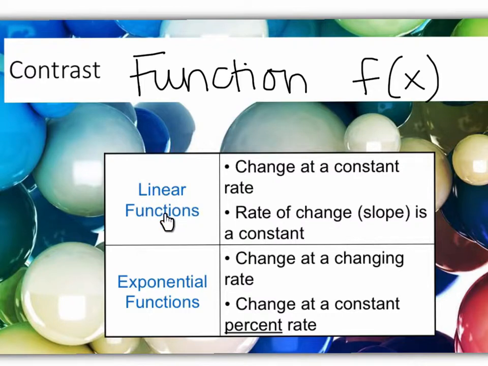We talked about linear functions, and remember, linear functions change at a constant rate. They also have a rate of change, which is their slope, and it is also constant. Now, exponential functions are going to change at a changing rate, and we're going to take a look at an example of how something can change at a changing rate when we meet in class. And also, the change is at a constant percent rate. Okay, and this percent rate is going to be huge, just like the rate of change, the slope, is huge. So is the change at a constant percent rate.